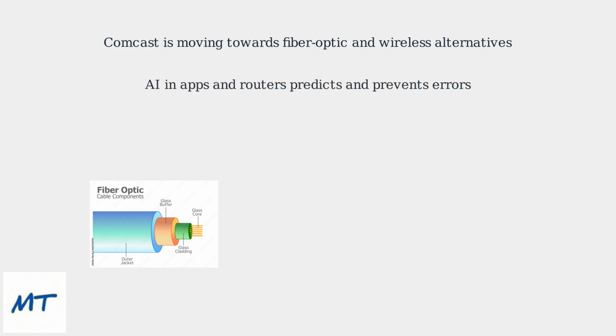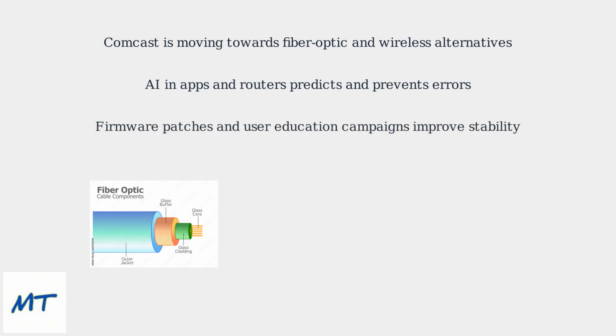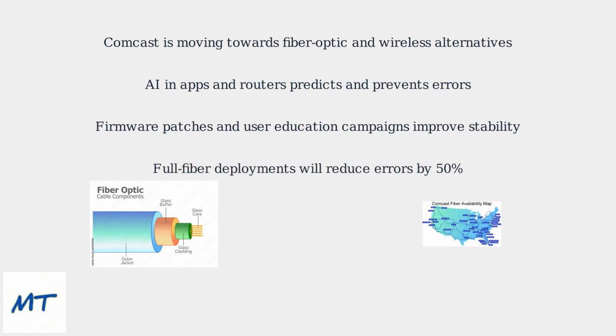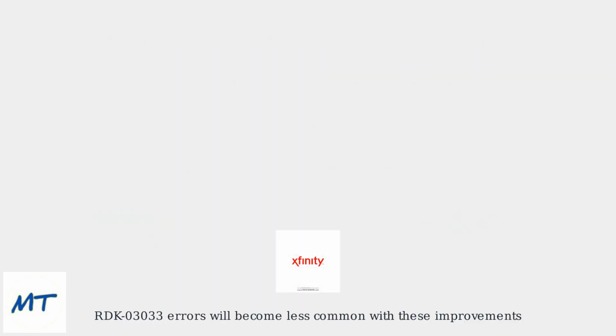They also utilize AI in apps and routers to predict and prevent errors. Expect firmware patches and user education campaigns as they continue to improve network stability. As Xfinity accelerates full fiber deployments, this will reduce such errors by 50%. RDK-03033 errors will become less common with these improvements.